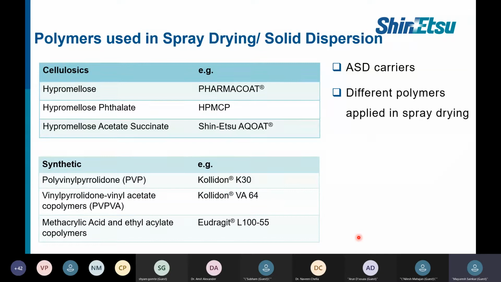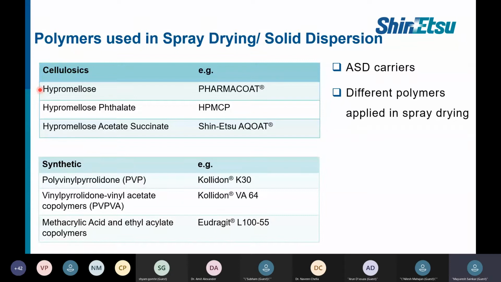So now, if we are very clear with the equipment and the principle of the process, the next factor which comes to mind is the polymers. There are various polymers being used in the spray drying process, but our emphasis is mainly on the cellulosic polymers which are used in the industry. And as also explained in the previous presentation, these are not theoretical concepts, but all these polymers and technologies have commercial aspects. So basically, these are not limited to research purposes.